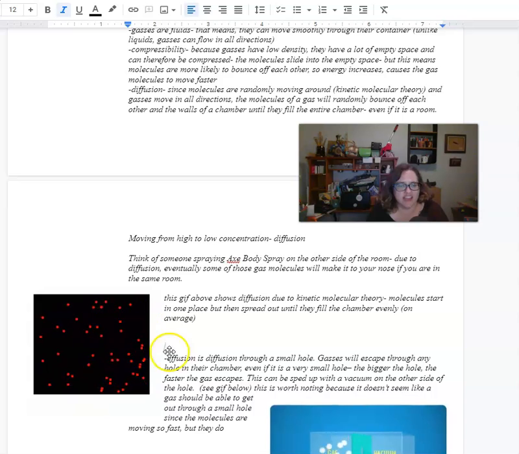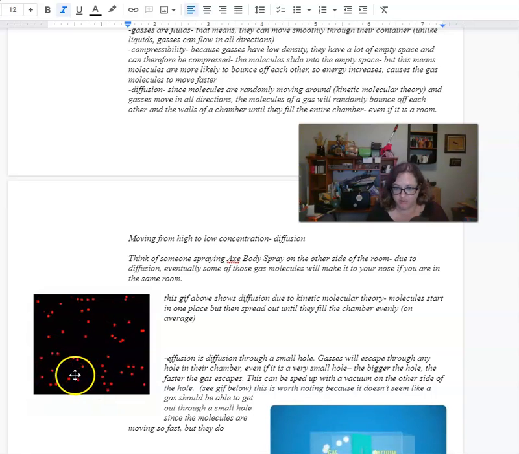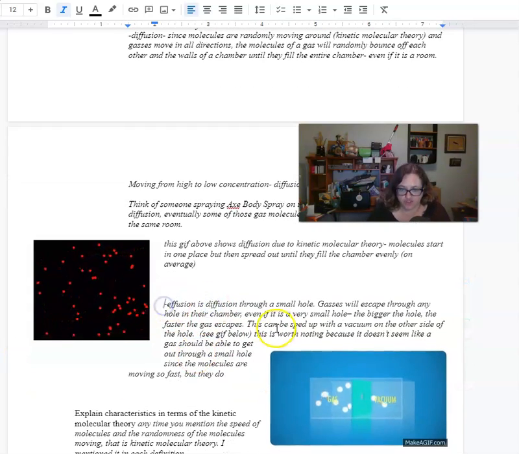So you might look at this and say, actually, in some parts it doesn't look like it's evenly spread out after a certain point, but the idea is that on average they're spread out as much as possible by the time diffusion ends. Okay. All right, this is not to be confused with effusion, which is just diffusion through a small hole, okay?